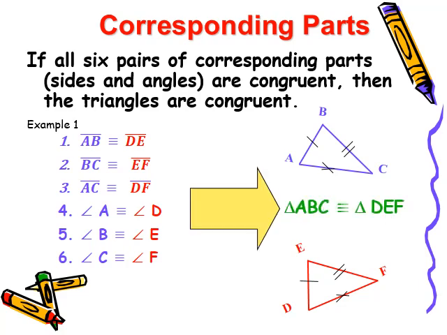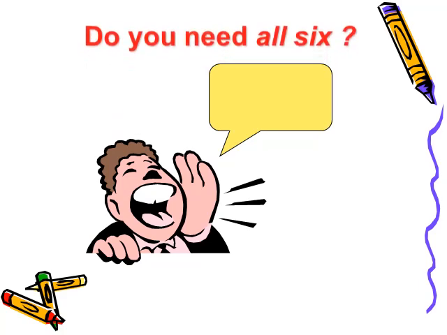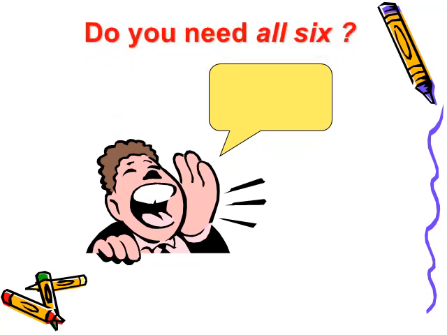Then we will say AB equals DE, they are congruent, and BC equals EF, congruent, and AC equals DF, congruent, and measure angle A equals measure angle D, they are congruent. Measure angle B equals measure angle E, and measure angle C equals measure angle F. Then we say 2 triangles are congruent. Do you need all 6 elements? No. Sides and angles? No.